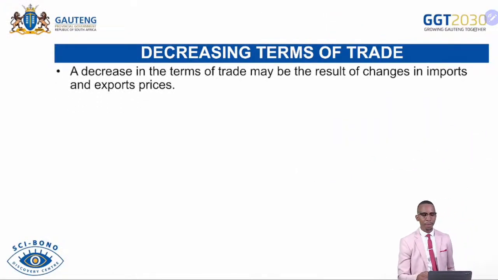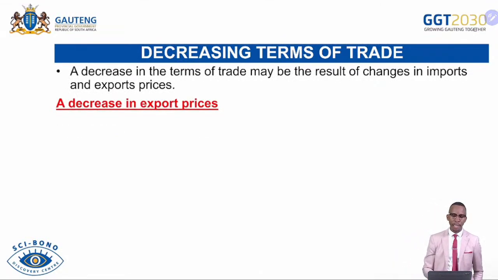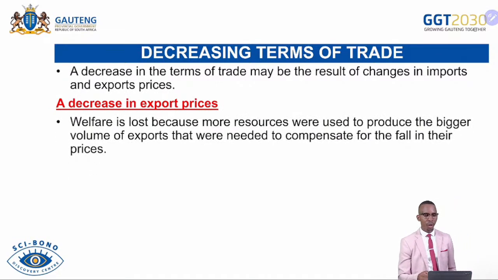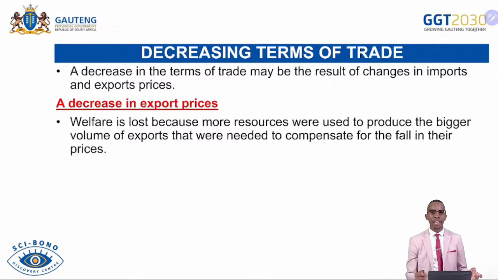So a decrease in terms of trade may be a result of change in import and export prices. A decrease in export prices, what happens? Welfare is lost because more resources were used to produce the bigger volume of goods that are exported into foreign countries. So if there's a decrease in export prices, it might happen that when the firm was producing those goods, it produced at the higher cost, only to find that in the country where we are exporting, the export prices are lowered. We might end up selling at the lowest possible cost because of maybe a weaker currency. Then as a result, what happens? Welfare will be lost, earnings will be reduced.